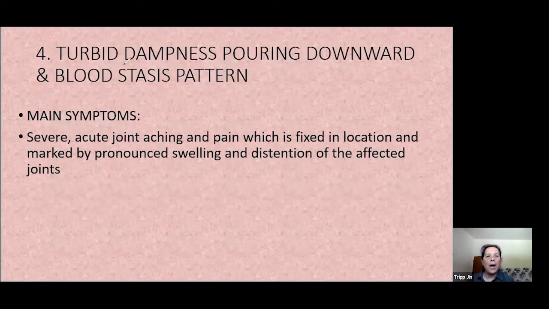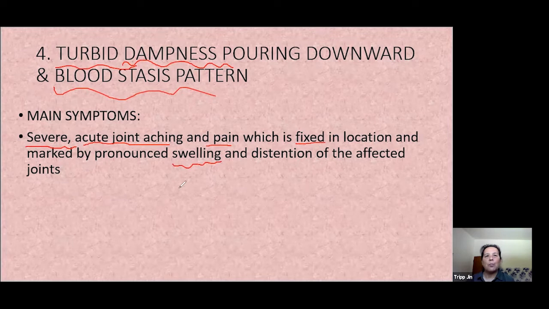Then we go to the pattern. When there is dampness, turbid dampness, severe kind of dampness, and then it causes blood stasis. So that's the part with severe pain, still acute attacking, and joint pain still in a fixed location, and maybe more swollen.